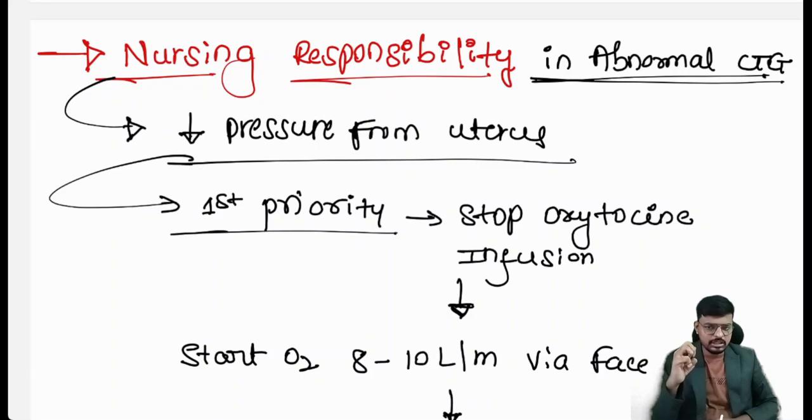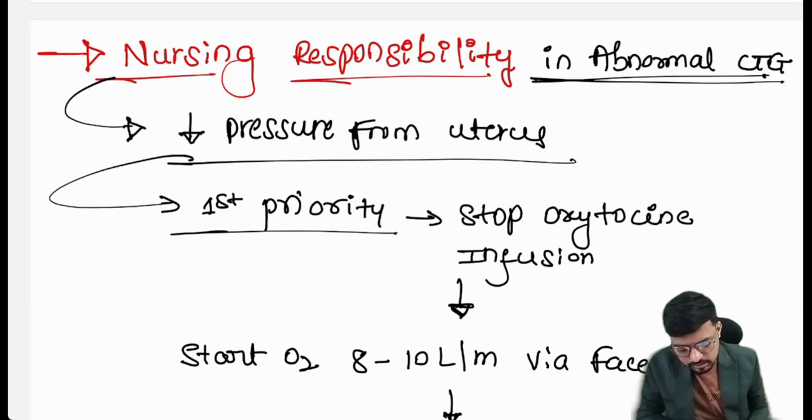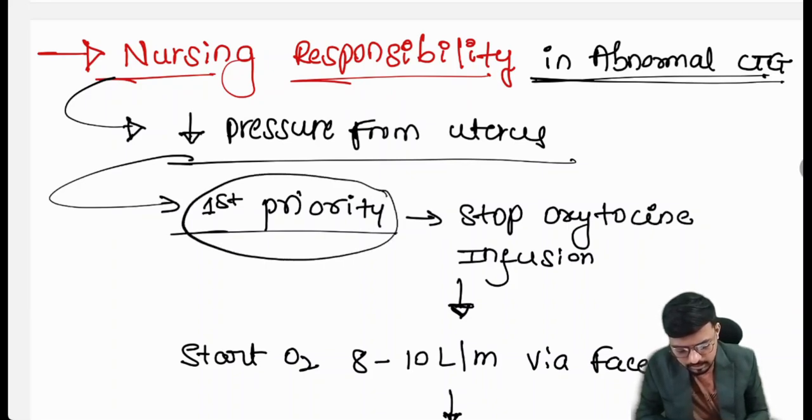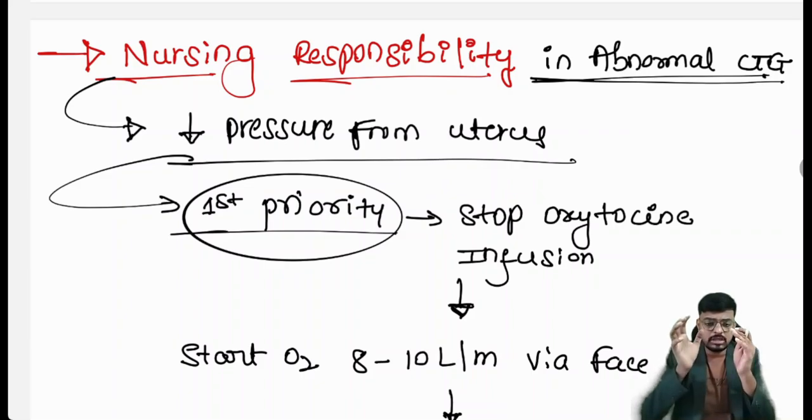Okay, so the first thing is to reduce the uterine pressure. It means that if, during labor, we are giving oxytocin, the first priority is to stop the oxytocin. If there is any sudden decrease in the fetal heart rate, or the fetal heart rate suddenly starts to reduce, the question will come.